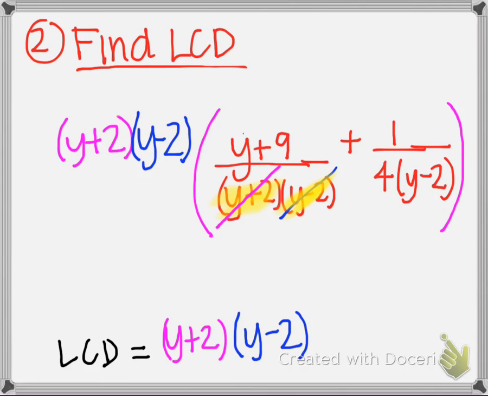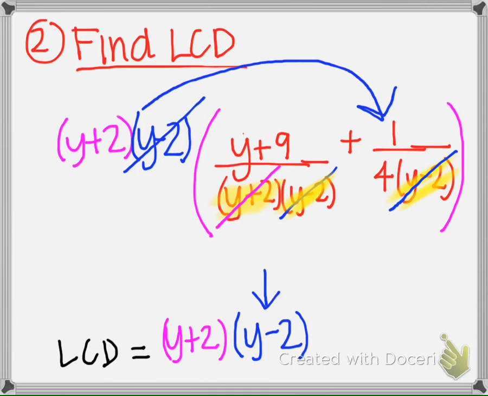Now let's take a look at the second fraction. The second fraction here has a y minus 2. So when this is distributed to this fraction here, this is going to cancel out with this one. So we don't need another y minus 2. It's already part of our least common denominator.